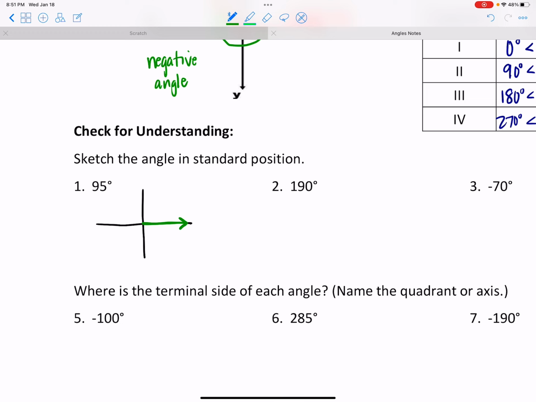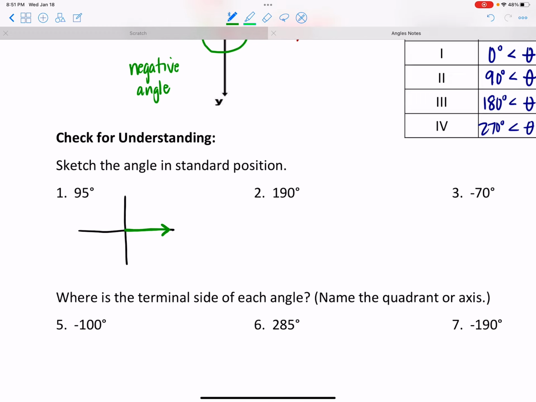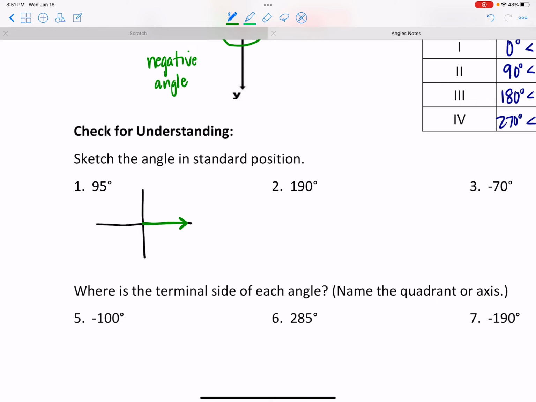And I have to go past the positive y-axis, which is 90, but not quite to 180. So a 95-degree angle is going to have to land here in quadrant 2. It doesn't matter exactly where, as long as it's in the right quadrant, we're going to be fine. And then again, I want to make sure this is positive, so I'm going to draw this little arrow saying that I rotated up to get there. And there it is. There's our 95-degree angle sketch.